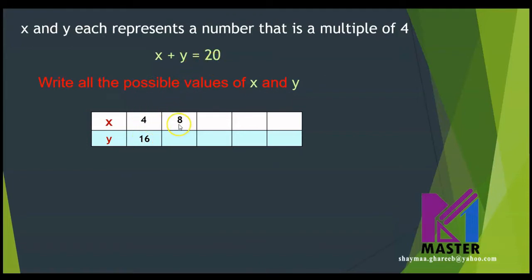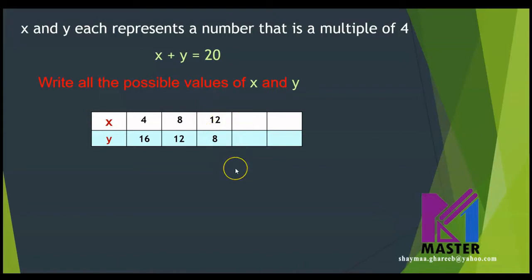The next multiple of 4 is 8. So when X equals 8, 8 plus what gives 20? Of course, 8 plus 12. Or you can subtract the 8 from the 20, you will get 12. So when X equals 8, the Y will equal 12. 8 plus 12 equals 20, which is X plus Y equals 20. Then I will write the next multiple of 4, which is 12. So if X equals 12, then Y will equal, yes, 8. 12 plus 8 equals 20.